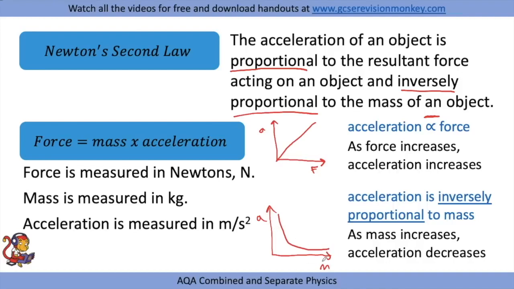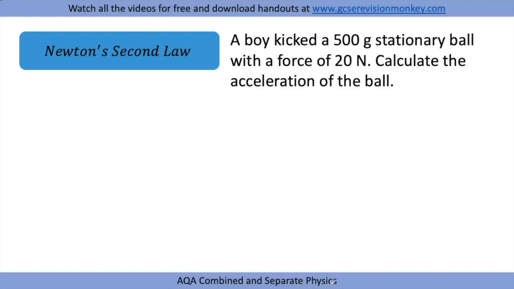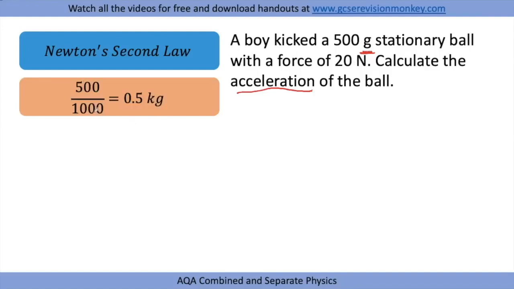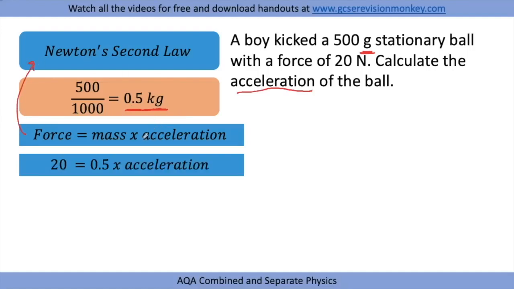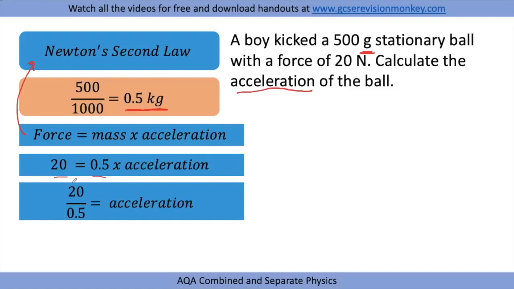Let's have a look at an example. A boy kicked a 500-gram stationary ball with a force of 20 newtons. Calculate the acceleration of the ball. Well, first of all, let's look at converting the grams into kilograms. So 500 divided by 1,000 would give you 0.5 kilograms. So do look out for those kind of things in the exam. The equation we're using is force equals mass times acceleration. That's one that links to Newton's second law. And we'll put the numbers in that we've got. So 20 newtons is the force, 0.5 kilograms is the mass. So if we rearrange this, acceleration would be equal to 20 divided by 0.5, which will give us an acceleration of 40 meters per second squared.